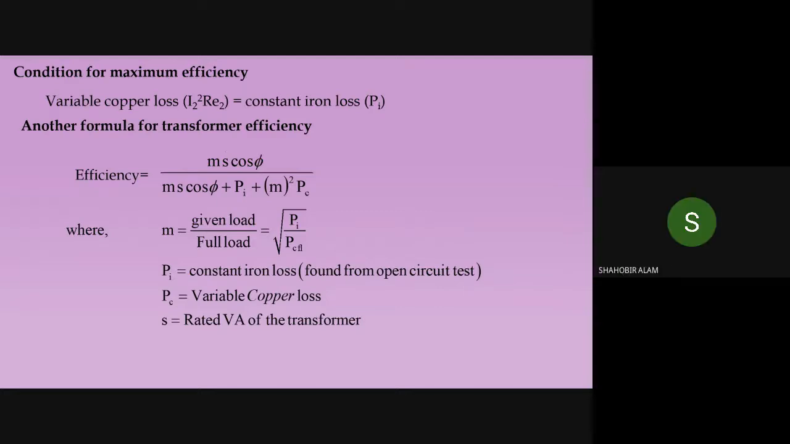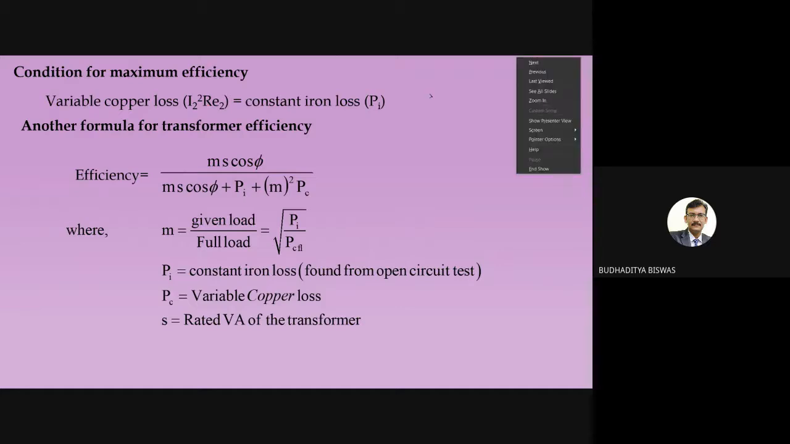Okay, now the condition for maximum efficiency: when does the efficiency of the transformer become maximum?